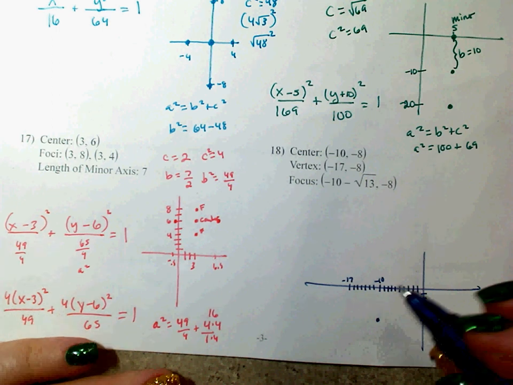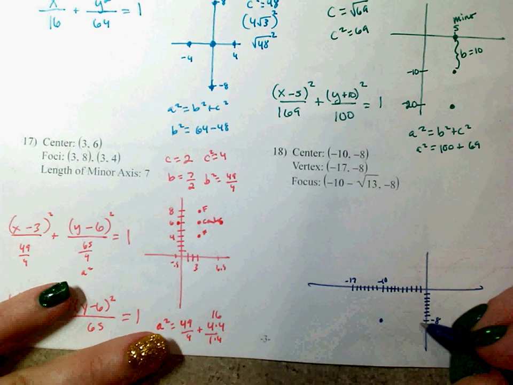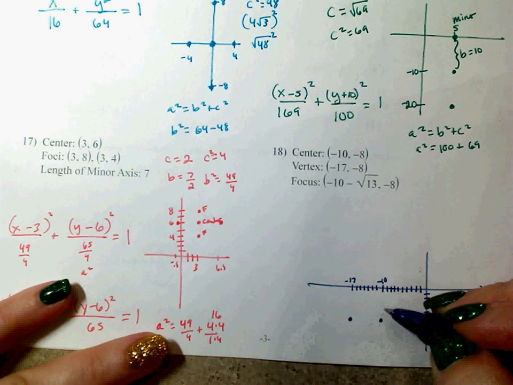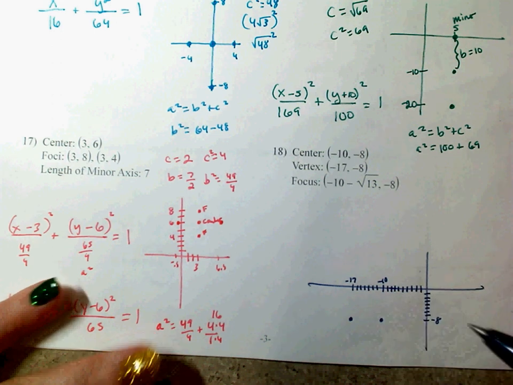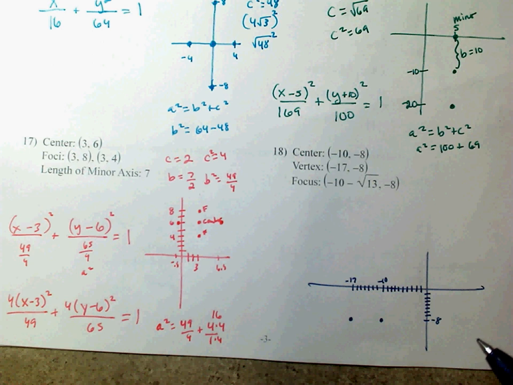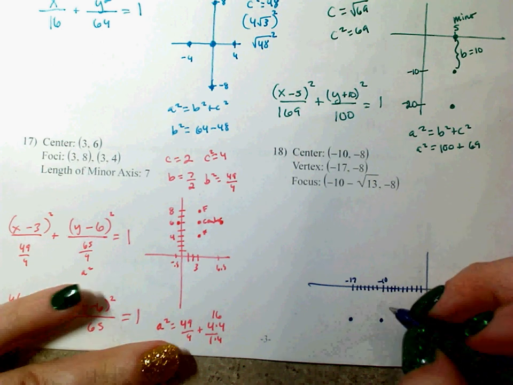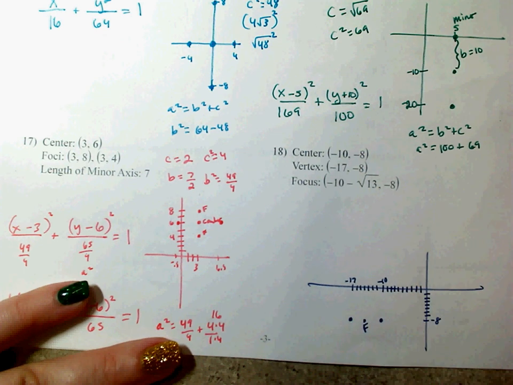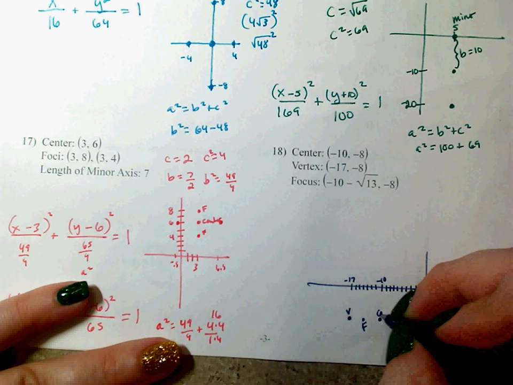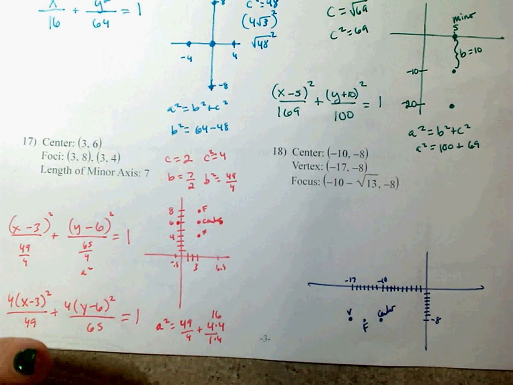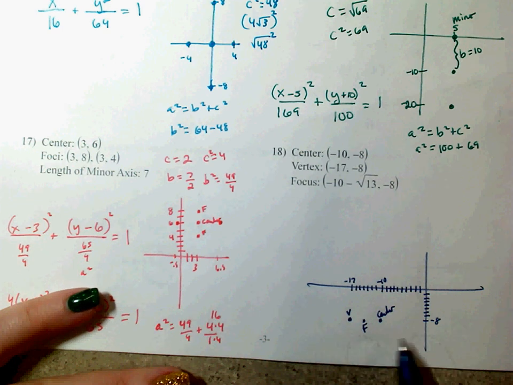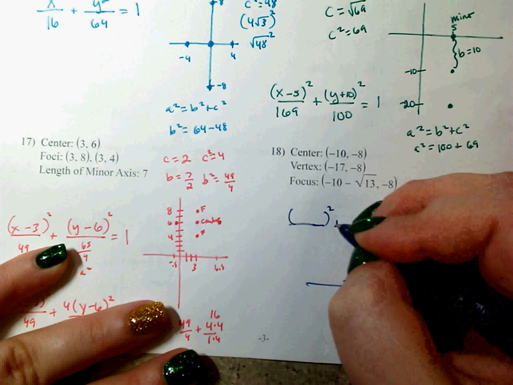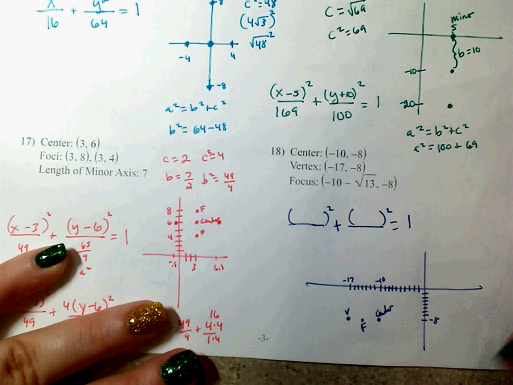And then I also know one of my foci is at negative 10 minus the square root of 13, negative 8. So the square root of 13 is a little bit more than the square root of 9, less than the square root of 16. So it's 3 point something, which puts me at negative 13 point something. So my focus, we're just going to pretend is there. That's one of my vertices, and this is my center, which tells me basically everything I need to know. I know that my horizontal is my major axis.